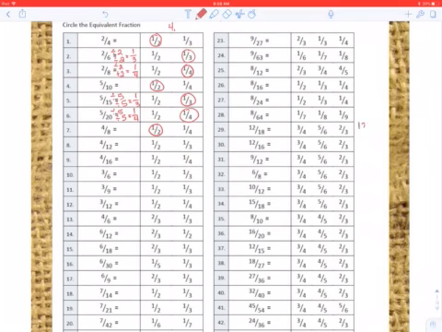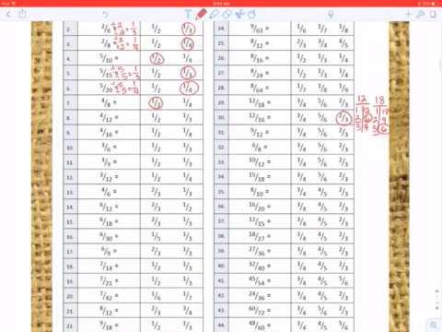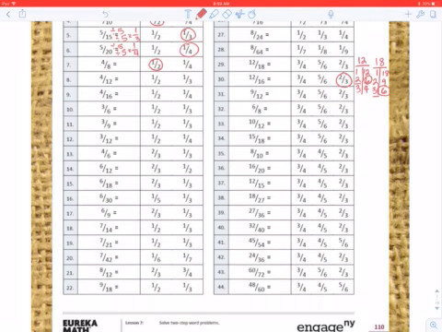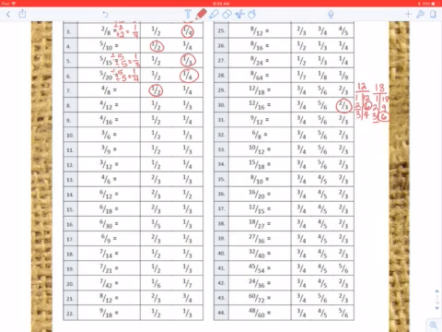Or we can do greatest common factor for 12 and 18. 1 times 12, 2 times 6, 3 times 4. 1 times 18, 2 times 9, 3 times 6. So my greatest common factor is 6. So that gives me an answer of 2/3. Now it looks to me like on the rest of the page, from 29 all the way down to 44, you'll have to use greatest common factor.